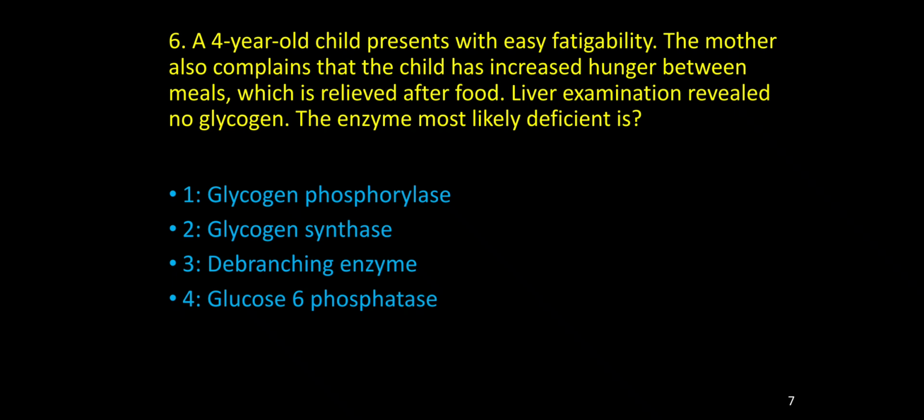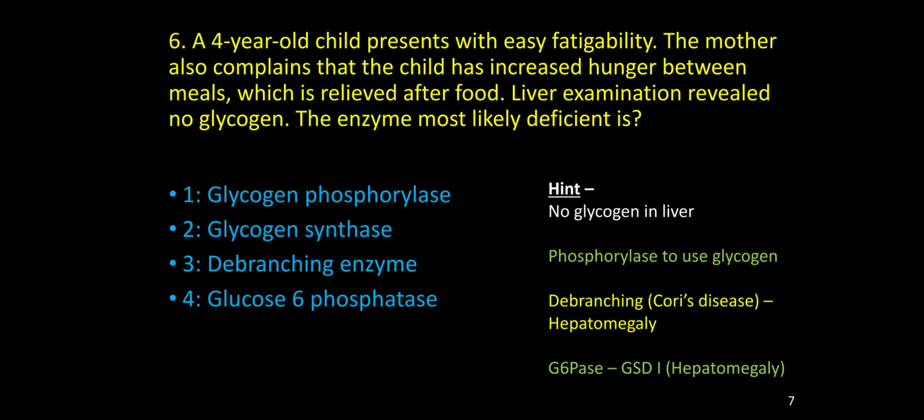Glycogen phosphorylase is of two varieties, hepatic and muscle. Will its deficiency lead to myocardial disease? From all that, now you have to conclude. No glycogen in the liver is the main hint. Phosphorylase's purpose is the use of glycogen, but glycogen is not present in the liver.